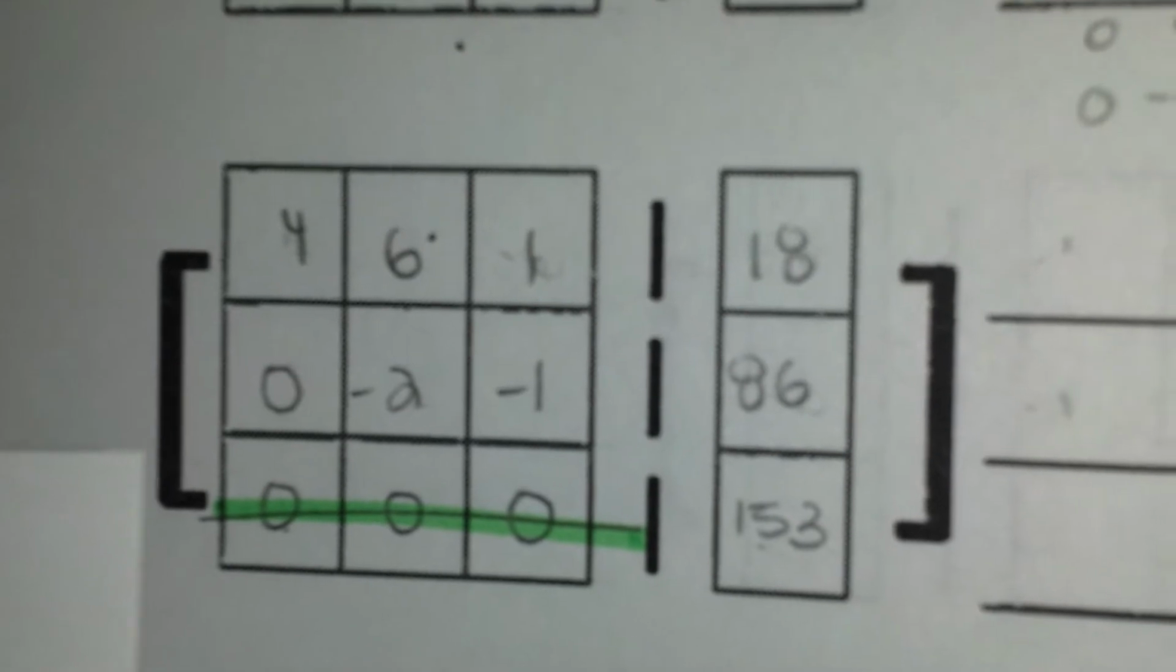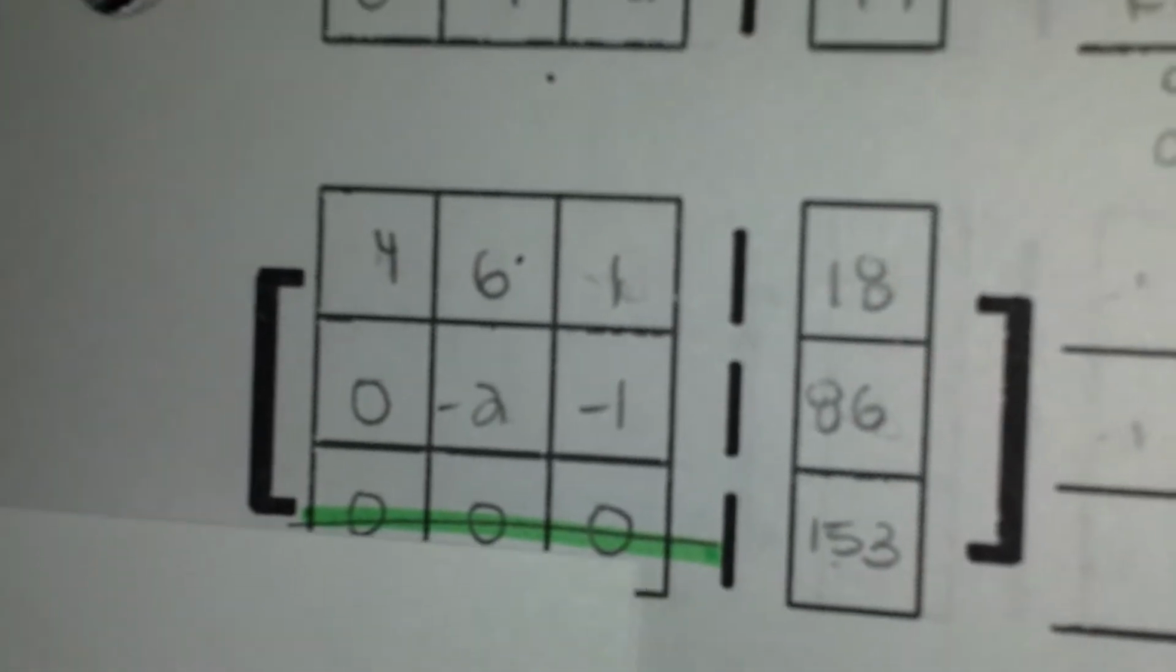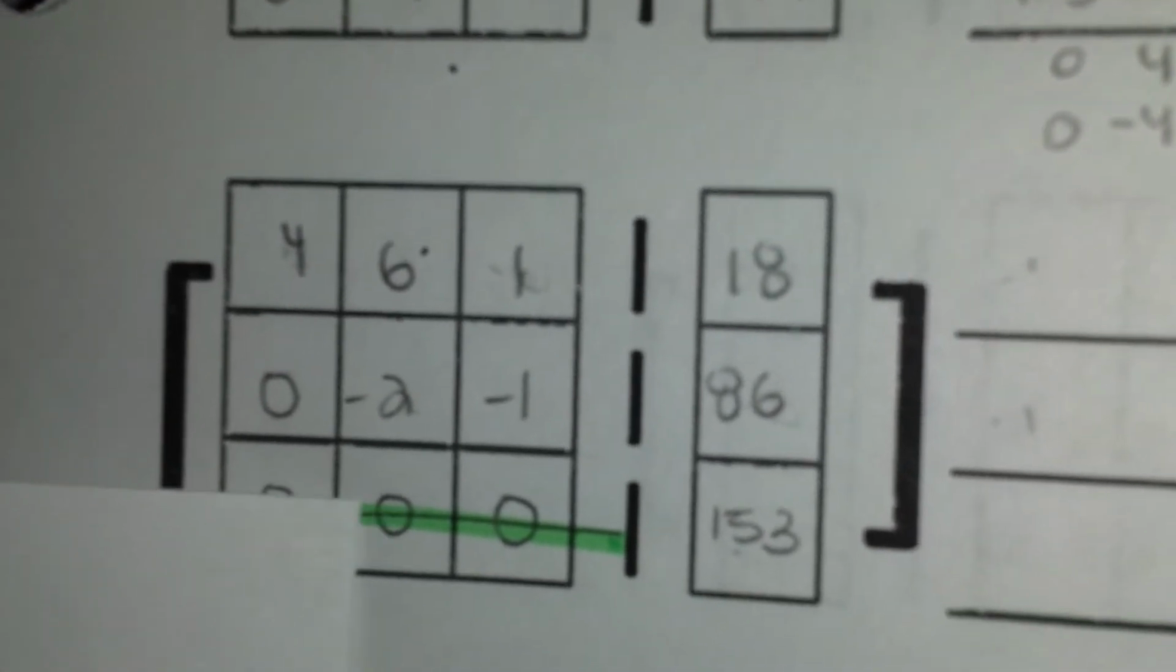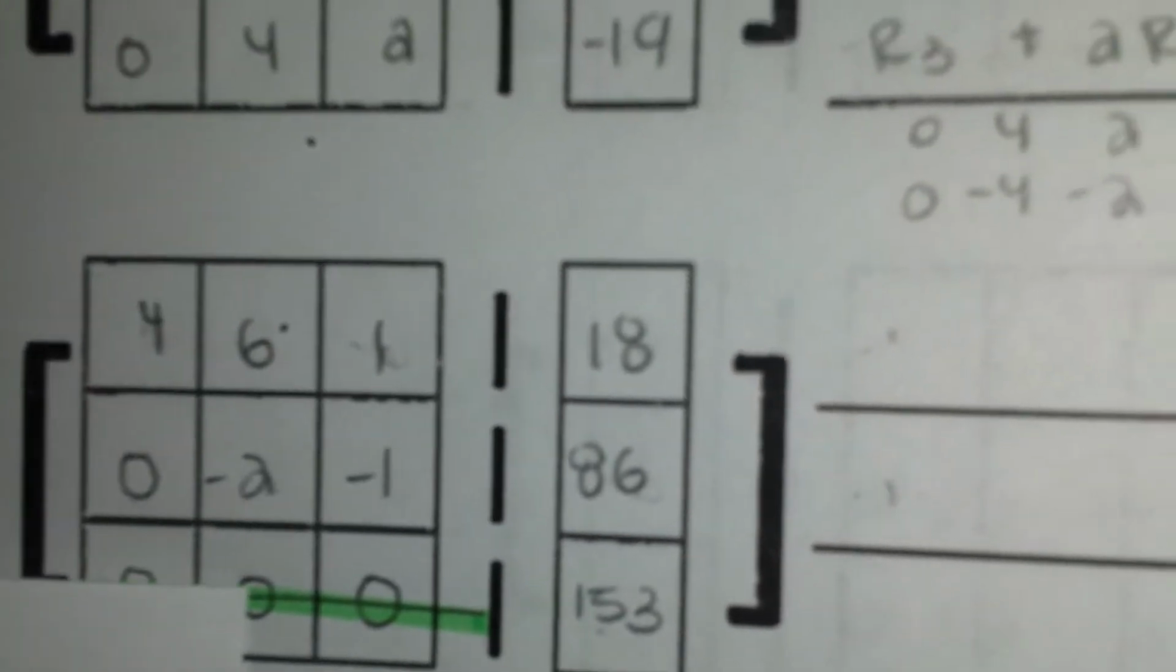And then for this box, you can see that you'll get all zeros, because you're supposed to be getting a 0 for this part. And what I did was row 3 plus 2 times row 2. I took row 3 and just from here, I had 0, 4, 2, and -19, and then I took row 2 and multiplied that by 2, and I got 0, -4, -2, and 172.